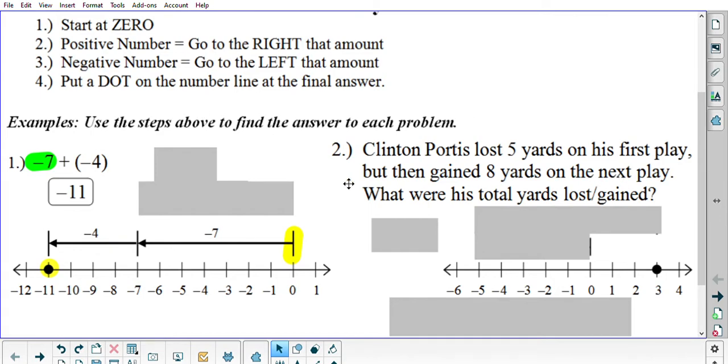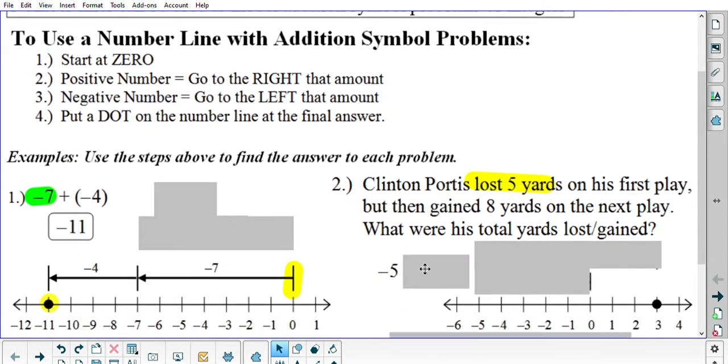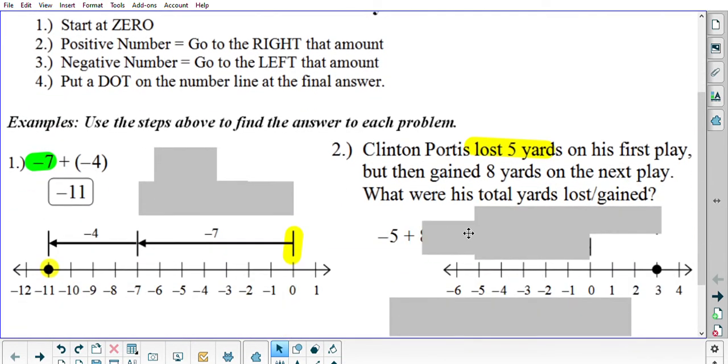Now again, this is part of the directions to use the rules that I showed above with the number lines to model this situation to find the answer. But before we do that, we should write out what we actually have here. A loss of 5 yards would be -5. And since our guided note said that we are doing addition symbol problems, I need to make sure I put a plus sign next.